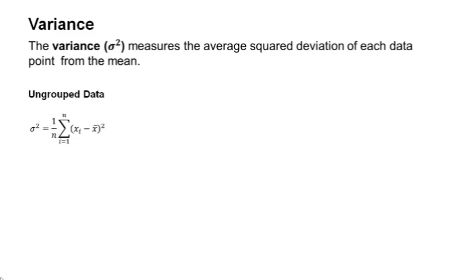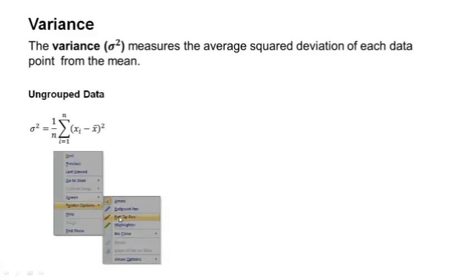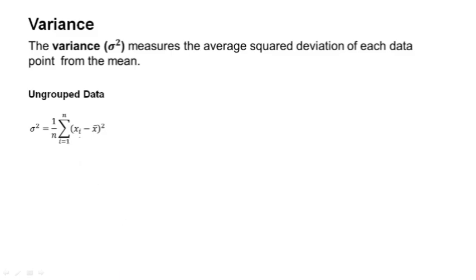For calculation of the variance for ungrouped data, the formula used is here. Sigma square is equal to 1 by n summation of (xi minus x bar) whole square, where xi is the data point, x bar is the mean of the data, and n is the number of data points here.